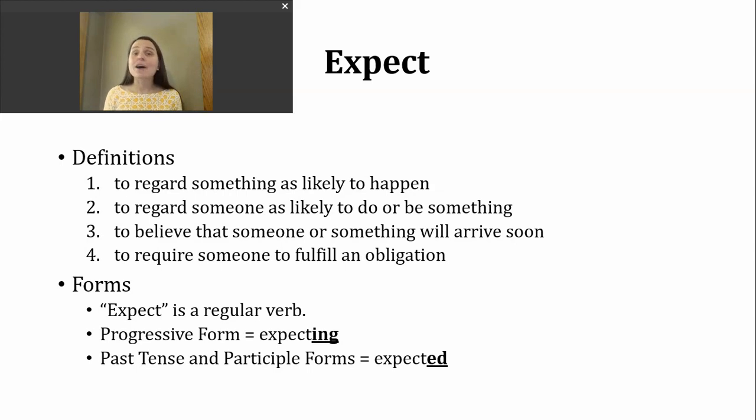Expect is a regular verb. To make the progressive tense, all we need to do is add ing to form expecting. The past tense and participle forms are made by adding ed to the end of the word. Because this verb ends in a T sound, the ed is going to make an id sound. Expected, expected.